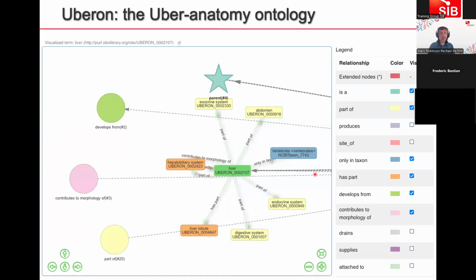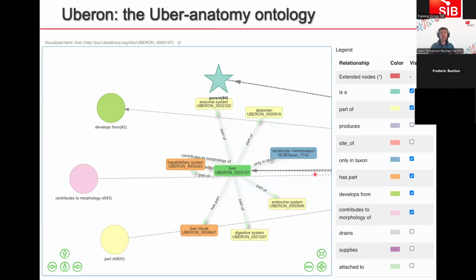So we annotate expression. Expression happens in organs, tissues, and cells. So we need to describe anatomy. And for this, we use an ontology called Uberon, the Uber anatomy ontology. Uber, because it describes not the anatomy of one species, but of all animals.